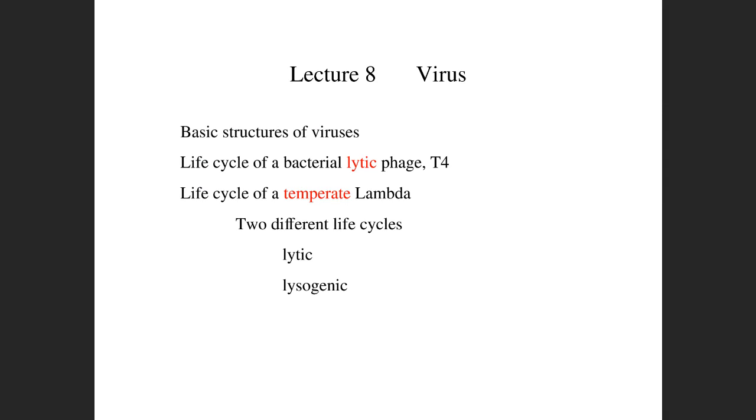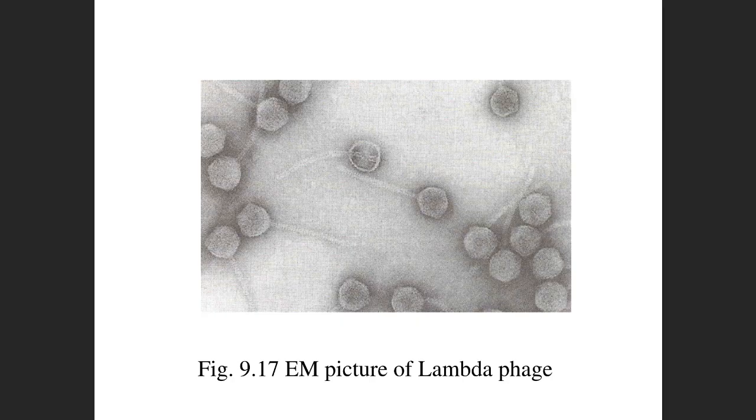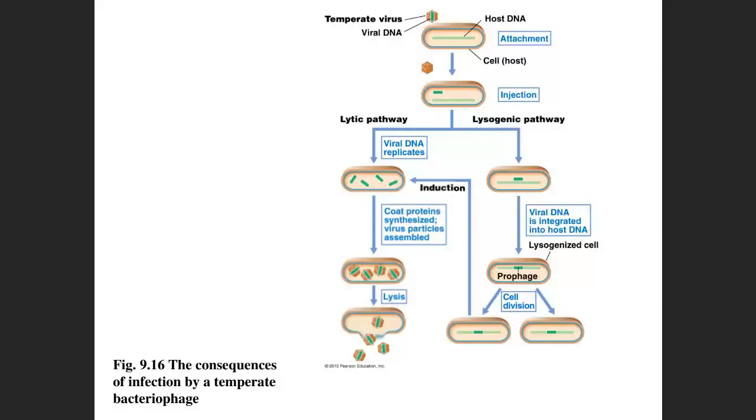So now I wanted to add a little bit of complexity with the life cycle of Lambda. And this is a picture of Lambda. Lambda has no tail fiber. It just uses the tail protein at the end here to attach to the host cell. The life cycle of Lambda is a bit more complicated. It has 2 options.